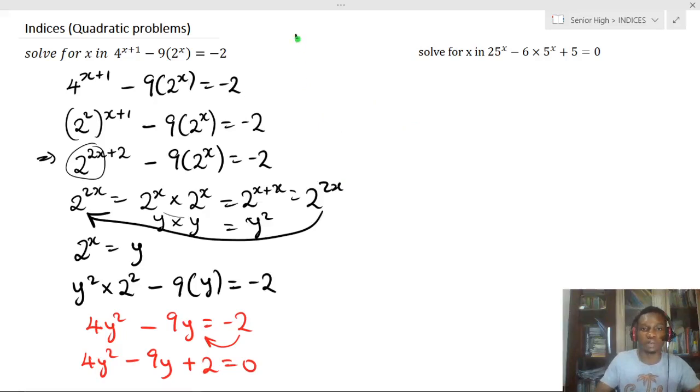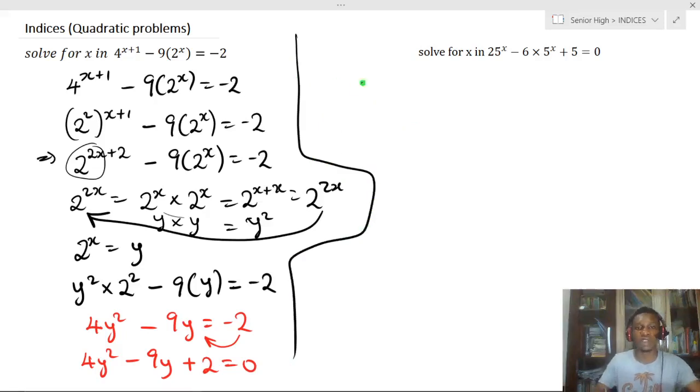Okay, now continuing our discussion, we have that... So which formula should we use? Let's use the factorization formula. I think it can work for this. In the factorization formula, we look for the value of AC.